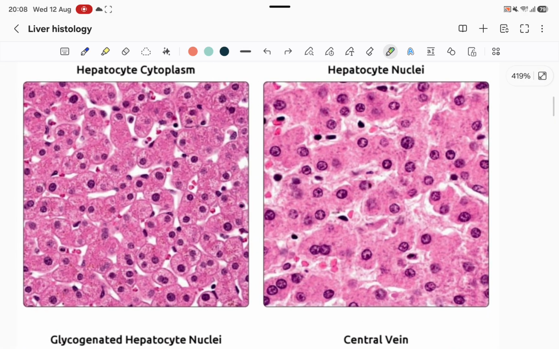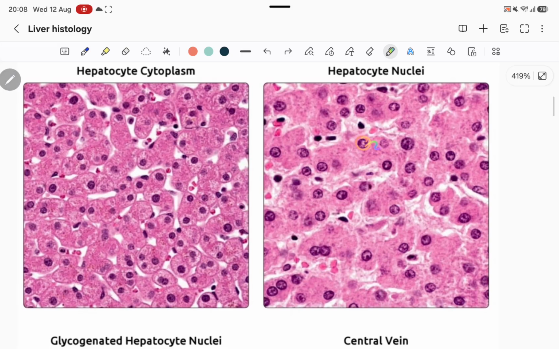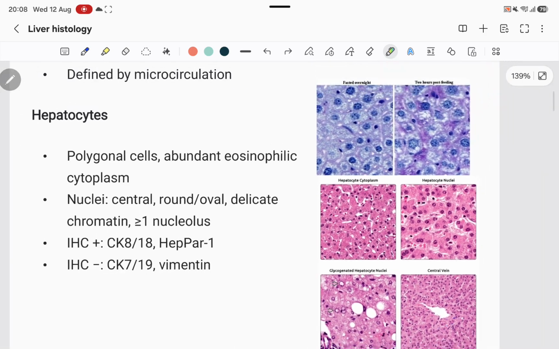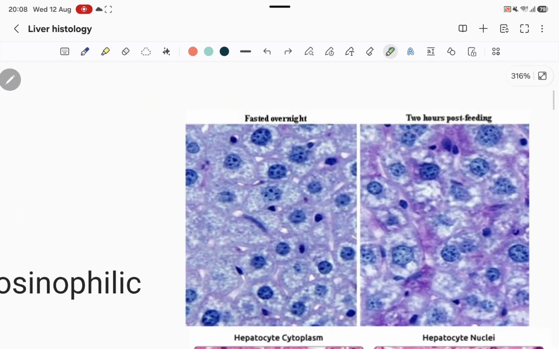Again, delicate chromatin, multiple nucleoli, sometimes only one. Like this one and this one. I'm not really sure, maybe this one has 2. It doesn't really change much of the story.